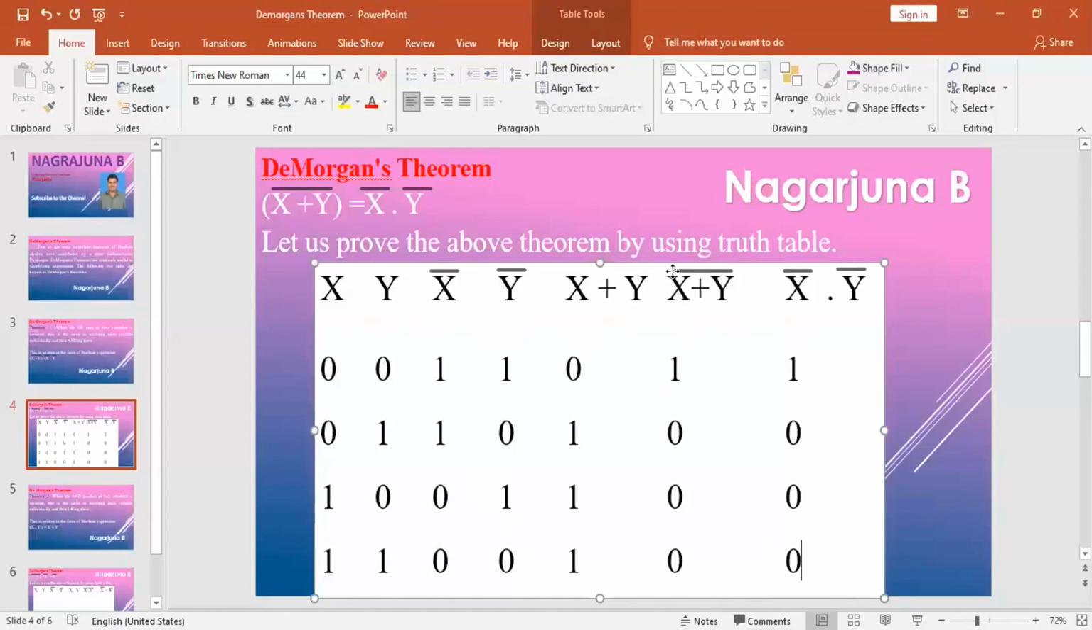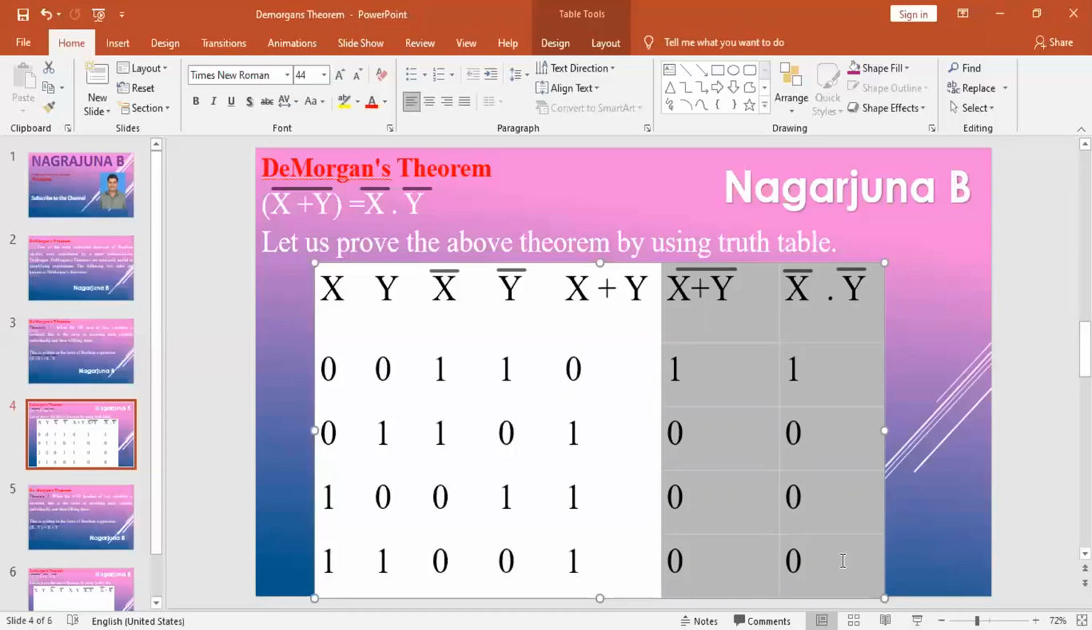By comparing the values of 6th and 7th column, you can check that the values are same. That is 1 0 0 0. Here also 1 0 0 0. That means what? X plus y whole bar will be equal to x bar dot y bar.